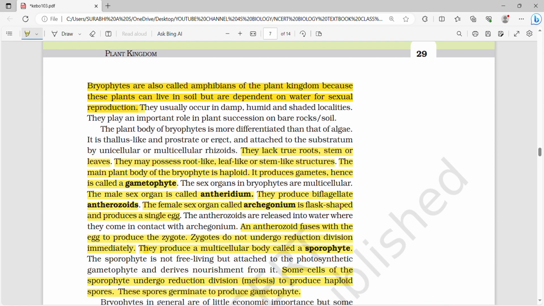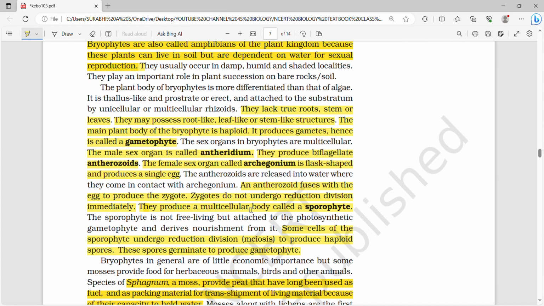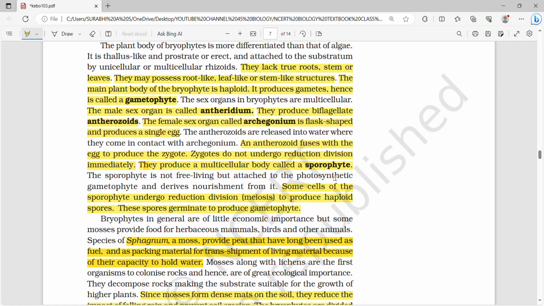So this is important, that the bryophytes are called amphibians of the plant kingdom because these plants cannot live only in soil but are dependent on water for sexual reproduction. They lack true root, stem, or leaf, but they may possess root-like, leaf-like, and stem-like structures. The main plant body of the bryophyte is haploid. It produces gametes, hence it is called a gametophyte. Male sex organ is antheridium and they produce antherozoids, and the female sex organ is archegonium. They produce a single egg.